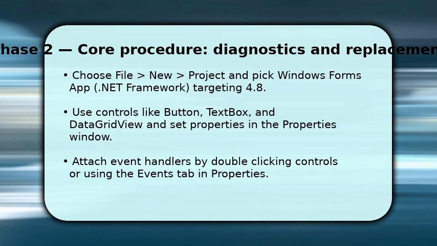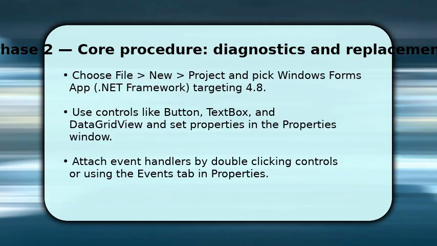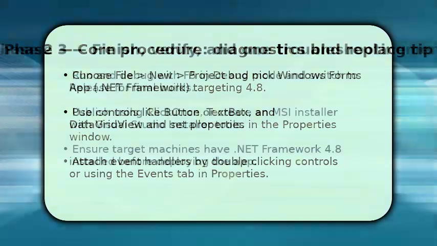Save often and use source control like Git for safe versioning and collaboration. Run and debug with F5 in debug mode and switch to release for final builds. Set your startup form in project properties before running or publishing the application.